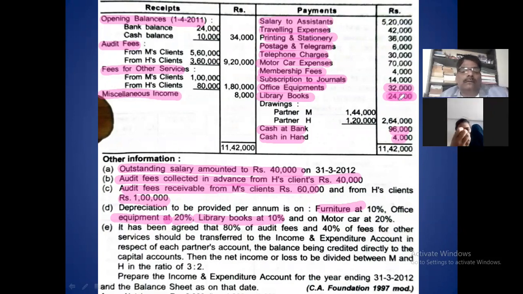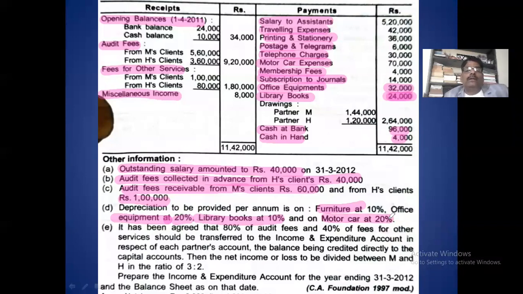Half year depreciation, and take in the balance sheet. So two depreciations you calculate. Balance sheet: opening balance at full value, purchase value at half depreciation. Total depreciation you take. In the same way, motor car 20%. Depreciation on motor car 20% you take.